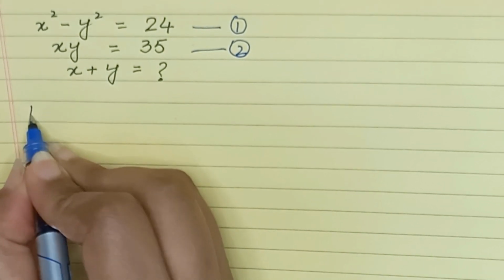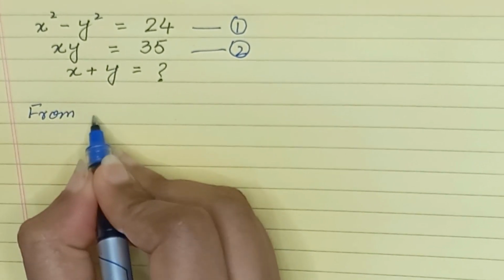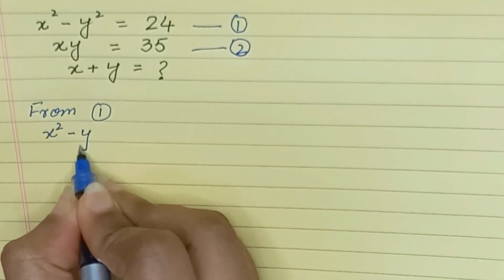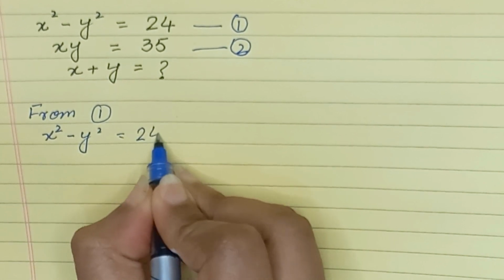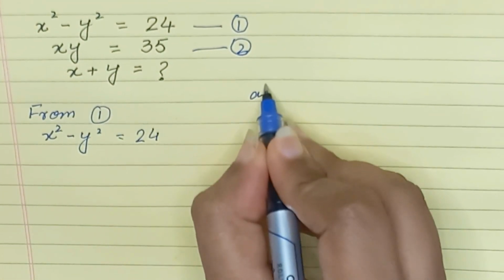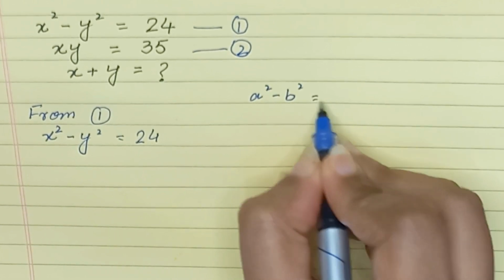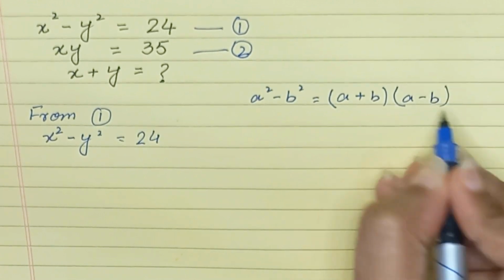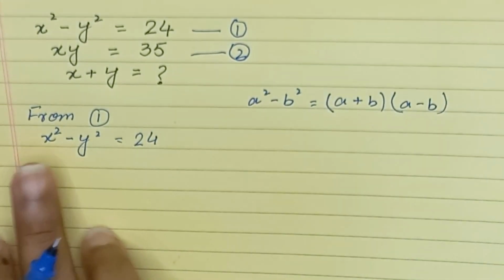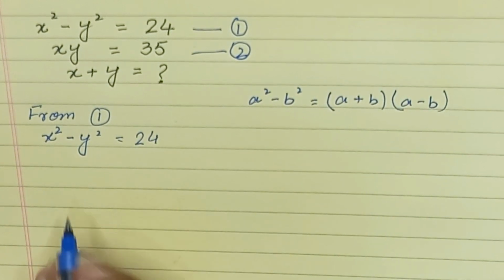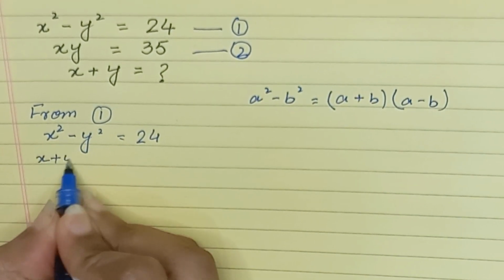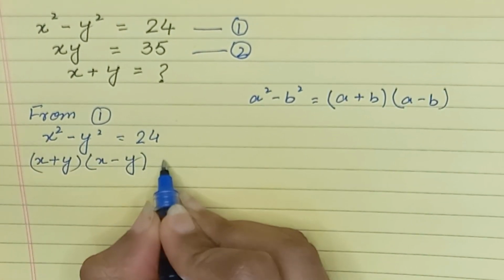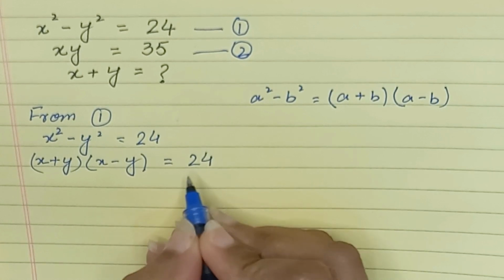So from equation 1, we have x square minus y square which is equal to 24. As we know that a square minus b square is equal to (a plus b)(a minus b). So here a is x and b is y, so it will become (x plus y)(x minus y), which is equal to 24.